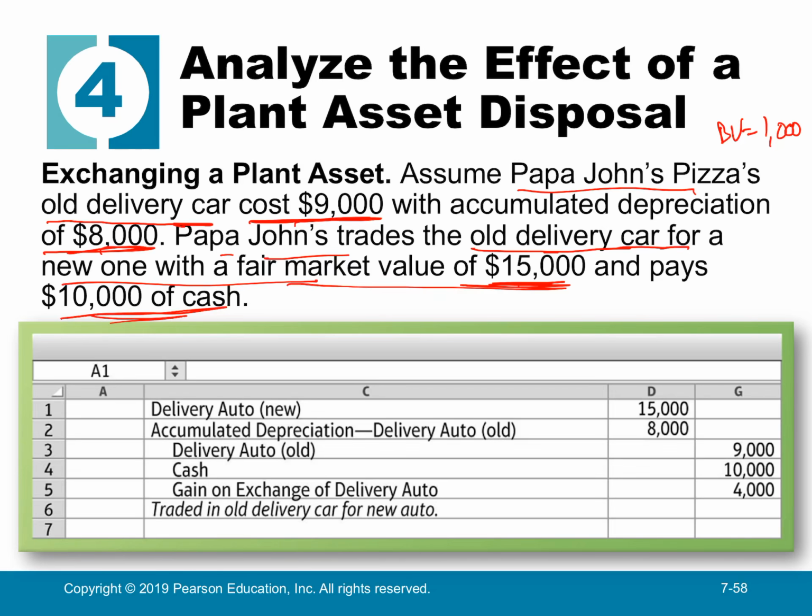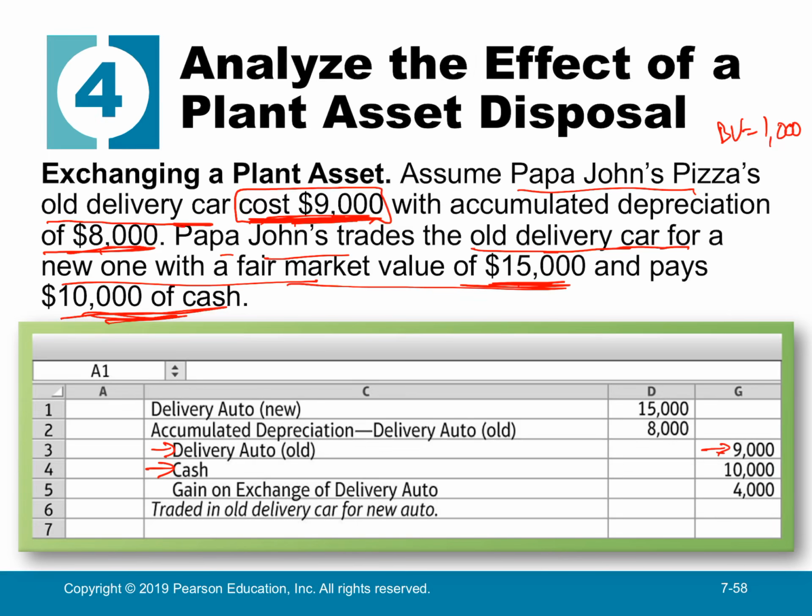So let's take this journal entry and break it down step by step. So first, they pay $10,000 in cash. I always like to start with cash because that's the clearest account to me. So cash went down by $10,000. We're going to credit cash $10,000. Okay. We've gotten rid of the old delivery car, which cost us $9,000. We have to write this off of our books. So we're going to credit the old delivery car for $9,000.